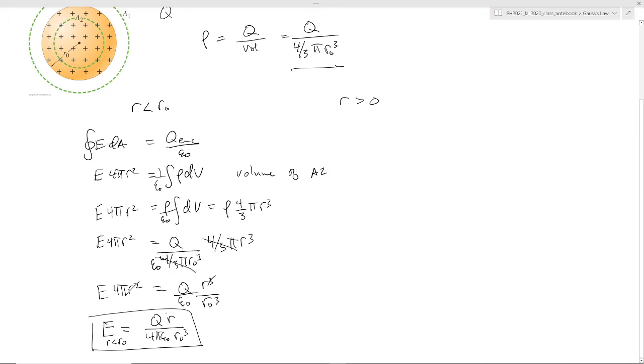So everything in here is constant except for r, so this is actually proportional to r when you're within the sphere. Now we can contrast that to the situation when we're outside the sphere. We have the same starting point.